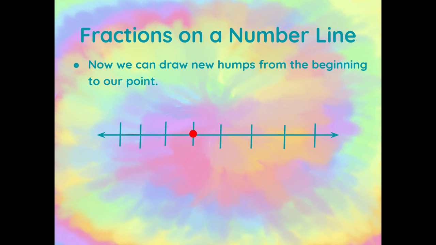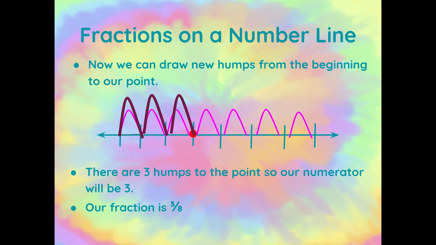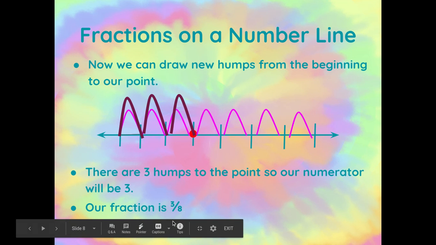Now we can draw new humps from the beginning to our point. So here's all of our old ones. Now we're going to draw new ones. 1, 2, 3. So this would be 1/7, 2/7, and now this is 3/7. There are 3 humps to the point, so our numerator will be 3. Oops, I didn't mean to put 3/8. I'm sorry, this should say 3/7. I made a mistake. Our fraction is not 3/8. I apologize, it is 3/7.